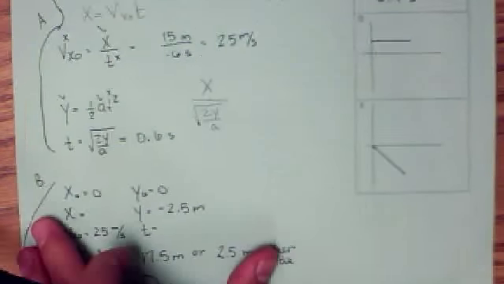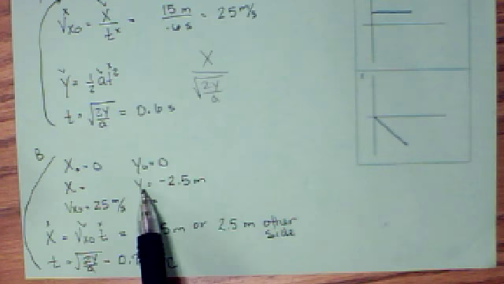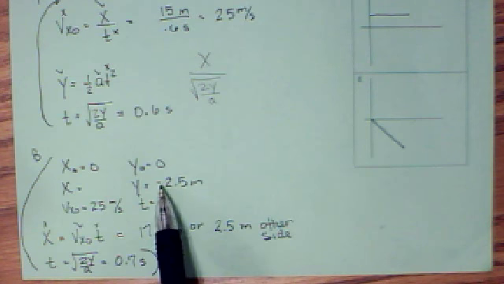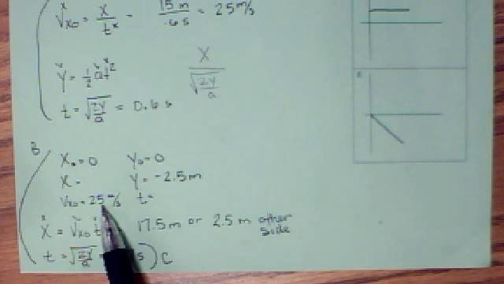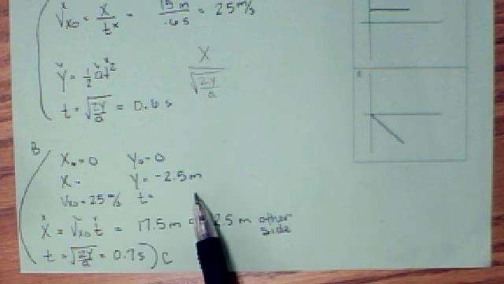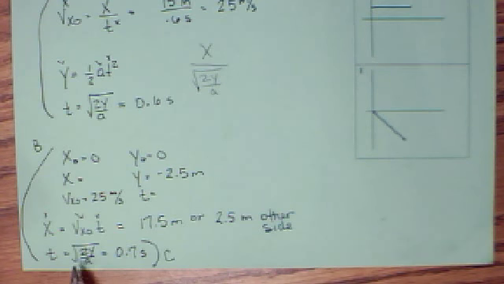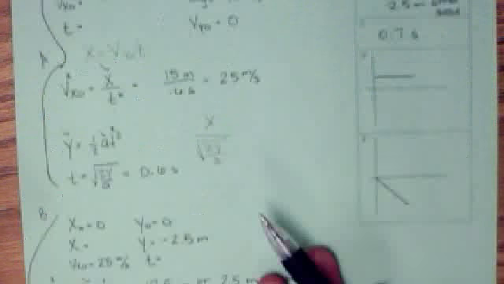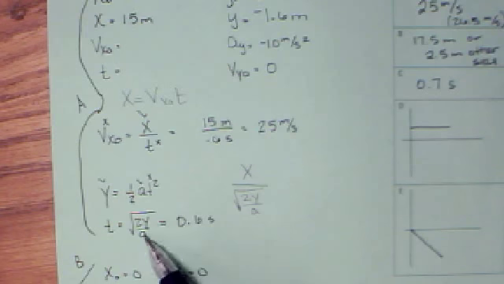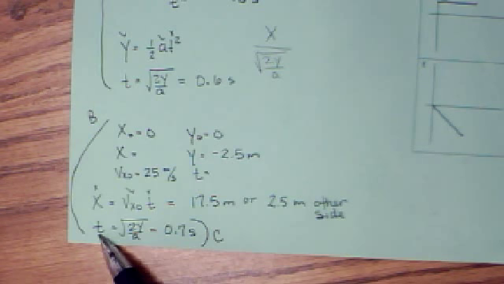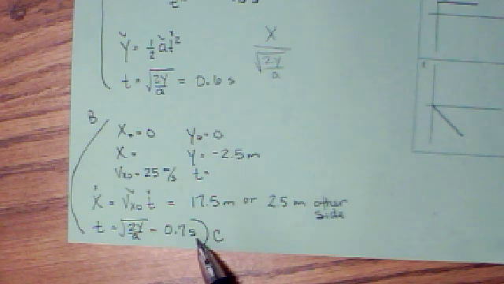My x0 is 0. My y0 is 0. I don't know what my x is, but this time, instead of y being negative 1.6, it's going to drop all the way down to the ground. So it's negative 2.5. Vx0 is about 25 meters per second, and I'm looking for time. So once again, time is equal to the square root of 2y over a, because the initial vertical velocity is 0. Just like we did up here, you can take that second equation and compact it all the way down to this, and rearrange for time.